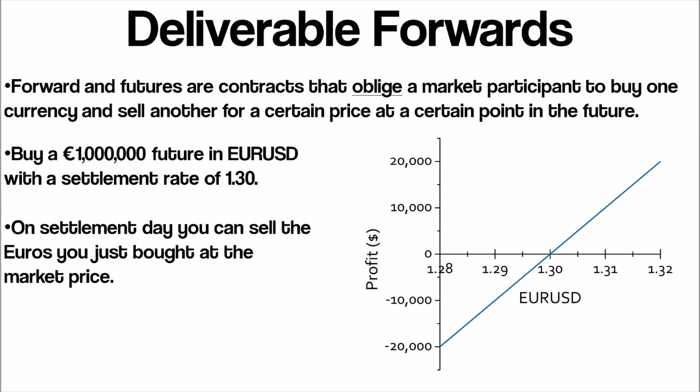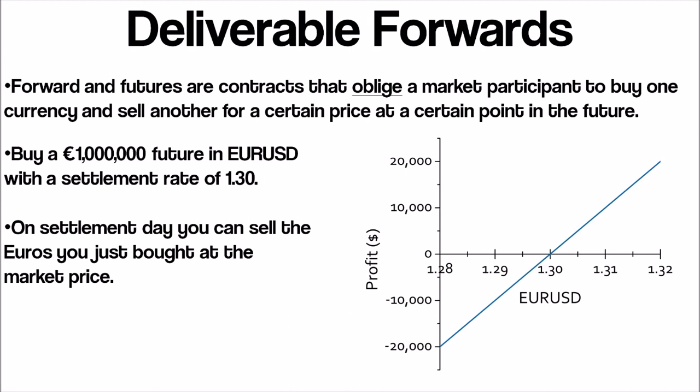So these are contracts which oblige market participants to either buy or sell a currency at a certain time in the future for a certain predefined price. So you can use the example of a euro-dollar future, and you can say you can buy 1 million euros of a euro-dollar future with a settlement rate of 1.3, and let's say it's 1 month in the future. So when it comes to 1 month's time on the settlement day, you're obliged to buy 1 million euros at an exchange rate of 1.3.